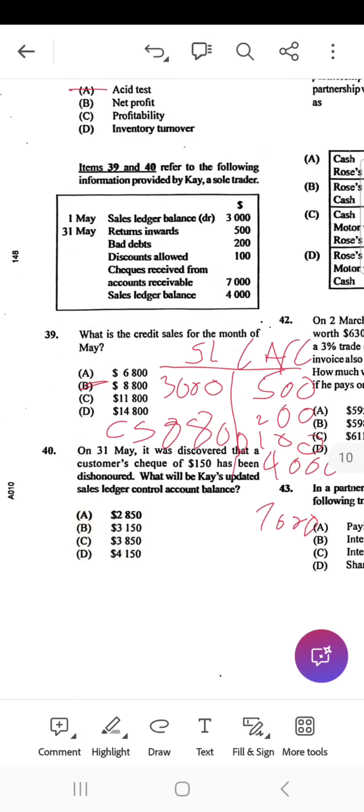Now that we have that 150 on the debit side, that balance carried down of 4,000 is now going to change. We would have initially added up the debit side and minus the credit side to get that 4,000. Now the debit side is bigger by 150. That's going to make the difference between the both sides bigger by 150. So the answer is going to be D, 4,150.